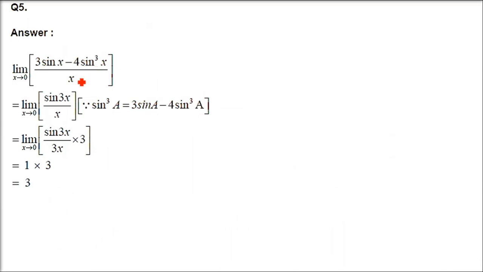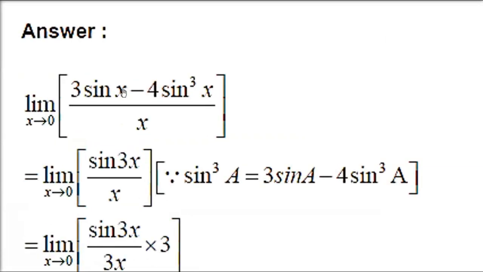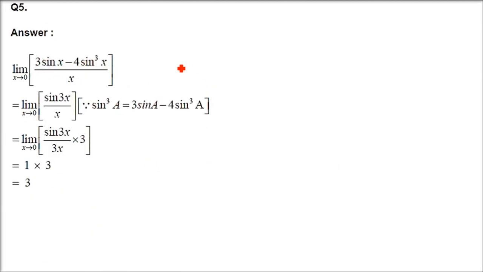Now the next question is question number 5. 3 sin x minus 4 sin cube x by x. So first time it will look somewhat tricky, but it is not, because if you know the formula of sin 3 theta, sin 3x is 3 sin x minus 4 sin cube x. You can just write it as sin 3x by x. You can write 3x here. So sin 3x by x.